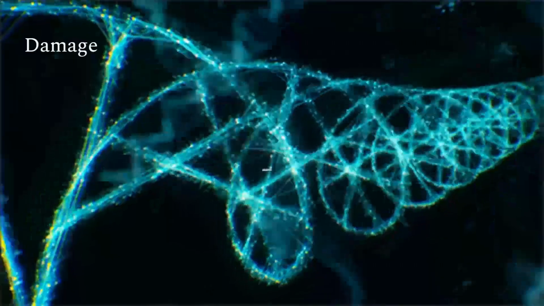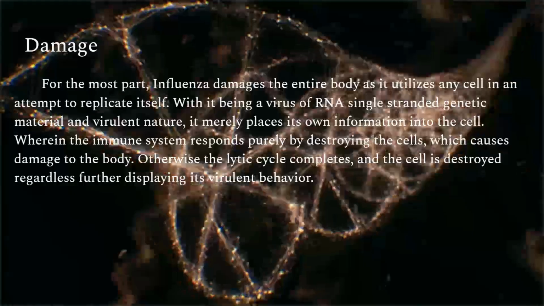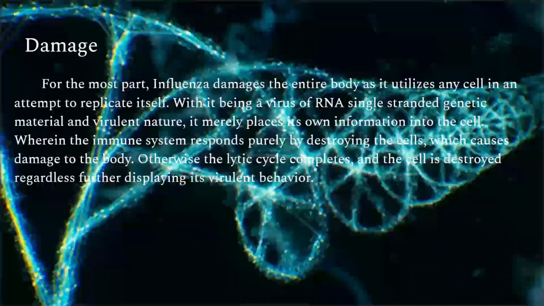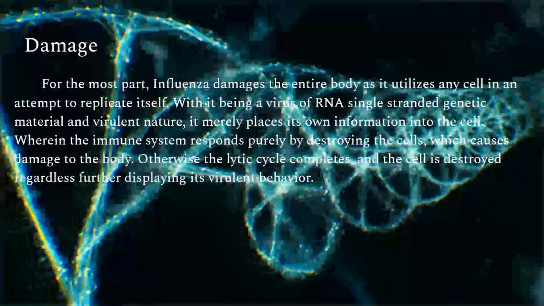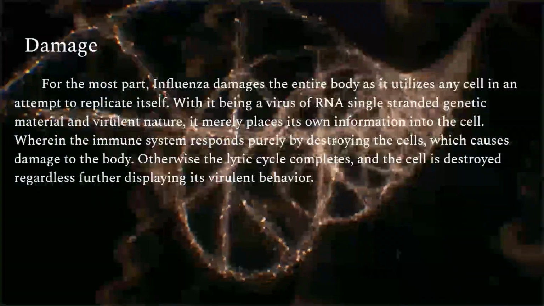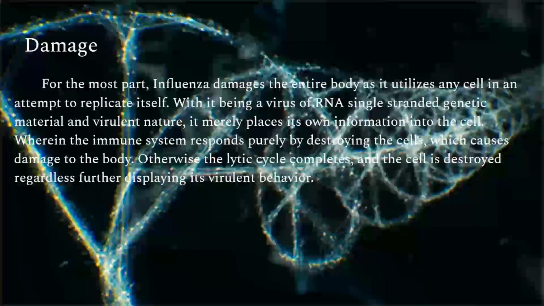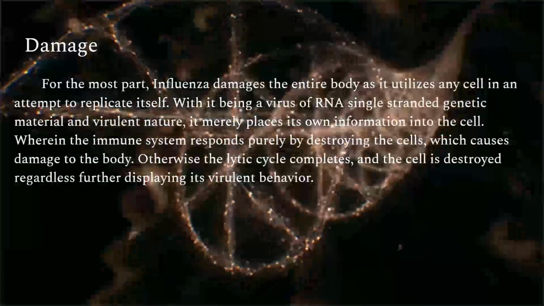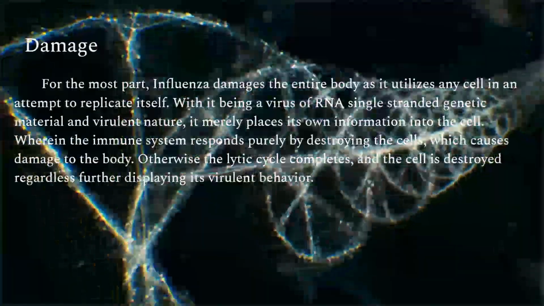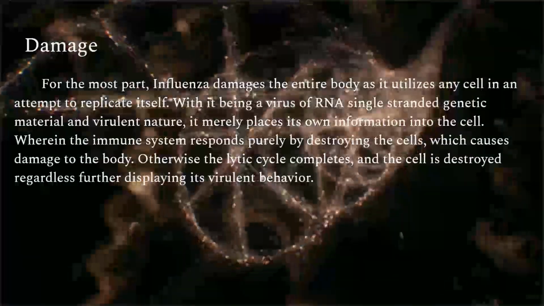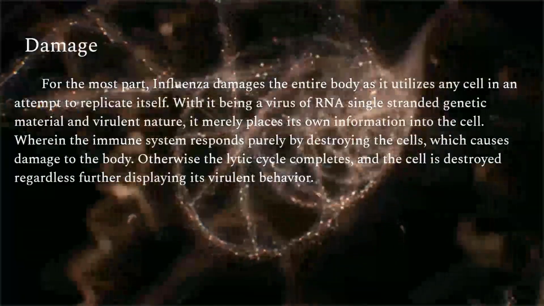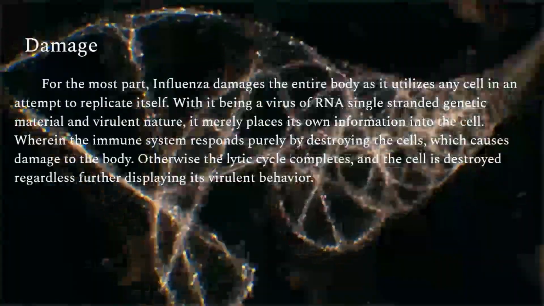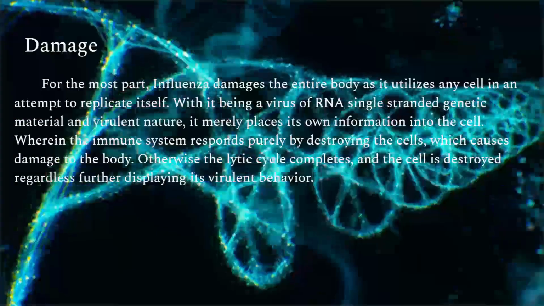Damage. For the most part, influenza damages the entire body as it utilizes any cell in an attempt to replicate itself. With it being a virus of RNA single-strand genetic material and virulent nature, it merely places its own information into the cell, wherein the immune system responds purely by destroying the cells, which causes damage to the body. Otherwise, the lytic cycle completes and the cell is destroyed regardless, further displaying its virulent behavior.